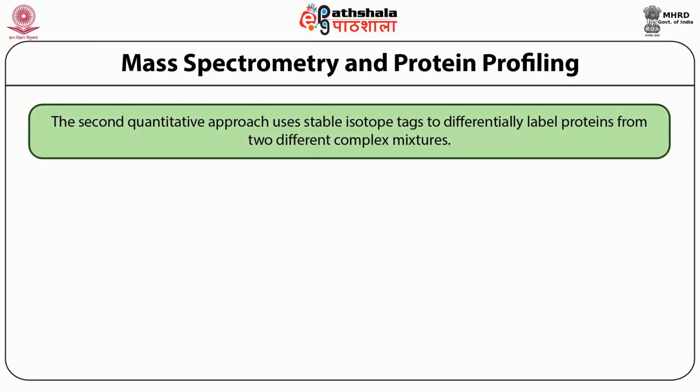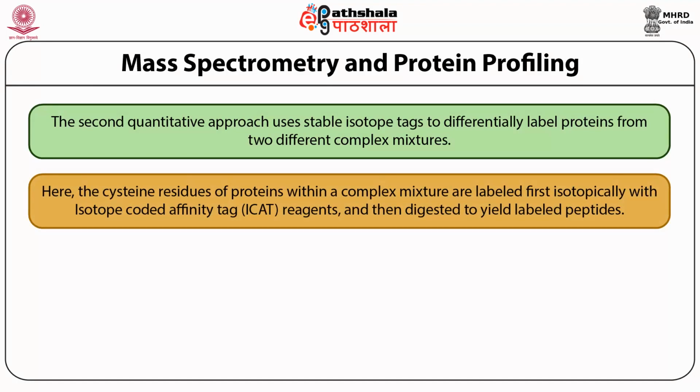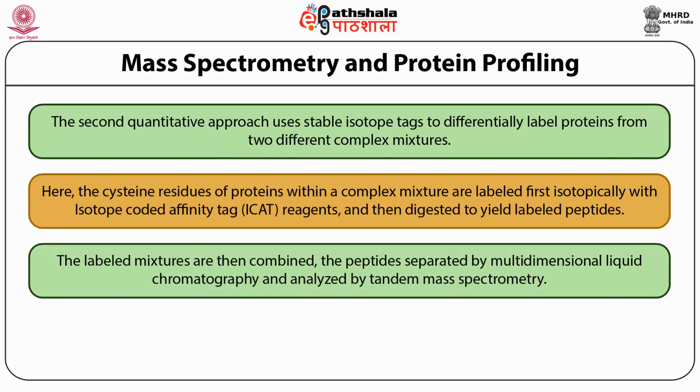The second quantitative approach uses stable isotope tags to differentially label proteins from two different complex mixtures. Here, the cysteine residues of proteins within a complex mixture are first labeled isotopically with isotope-coded affinity tag reagents, and then digested to yield labeled peptides. The labeled mixtures are then combined, the peptides separated by multidimensional liquid chromatography and analyzed by tandem mass spectrometry.